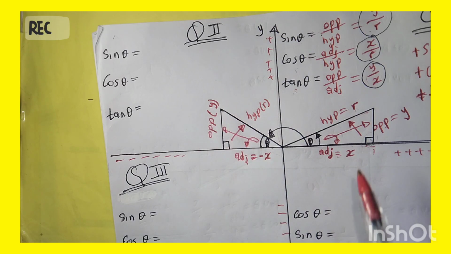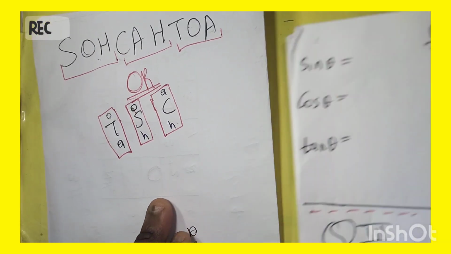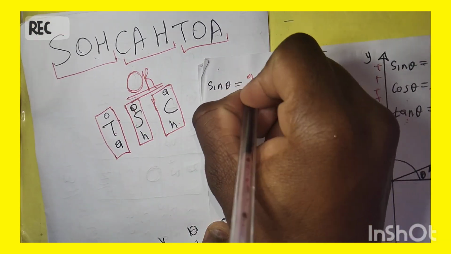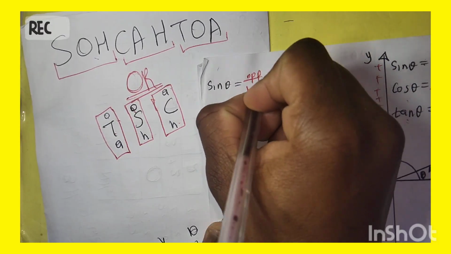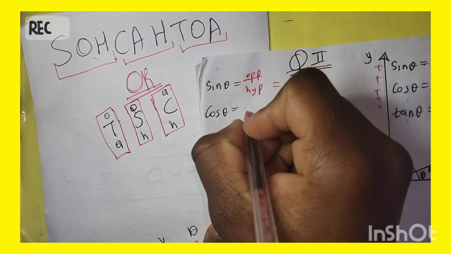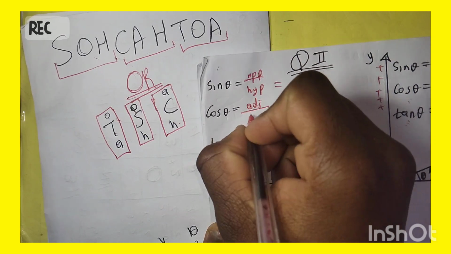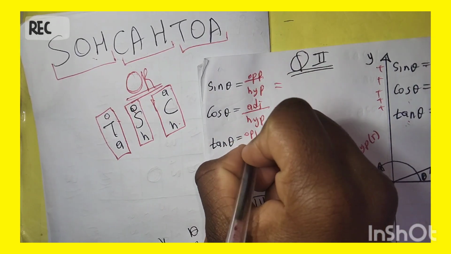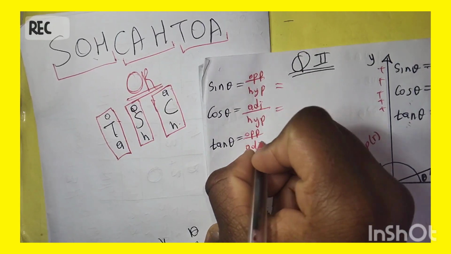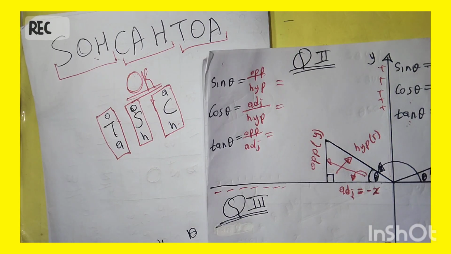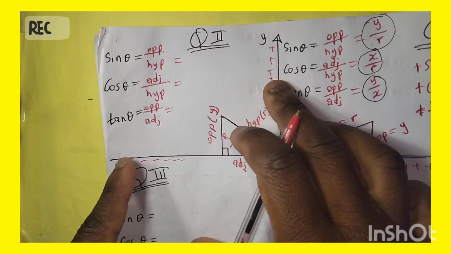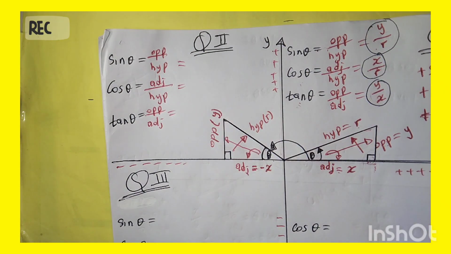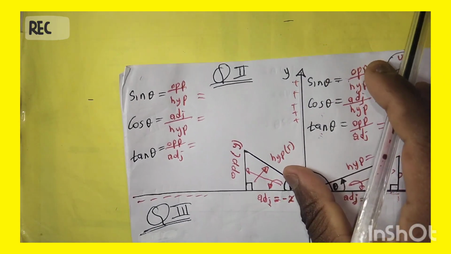Now let's apply our trig ratios. Remember our test, the way it is. Our sine is opposite over hypotenuse. Then our cos is adjacent over hypotenuse. Then our tan is opposite over adjacent. Do you see? So now I will apply all of these sides according to the diagram.